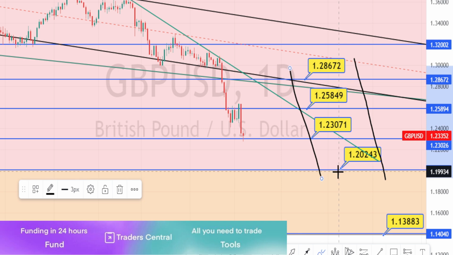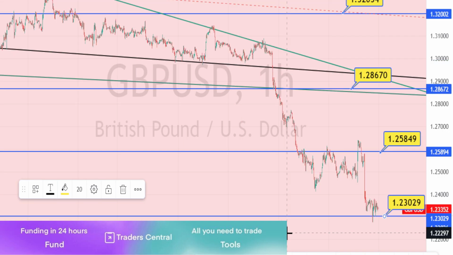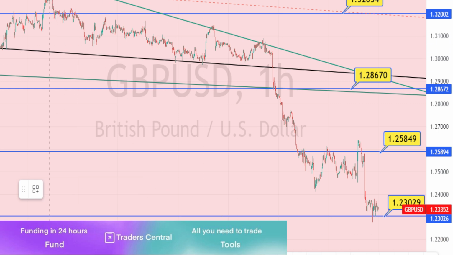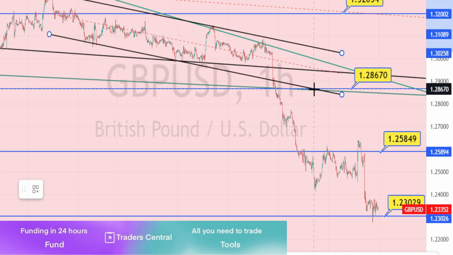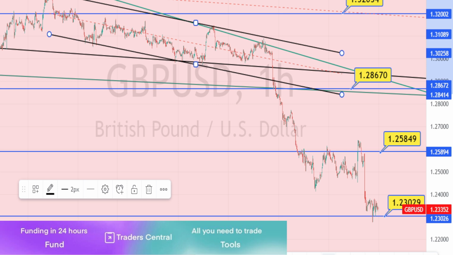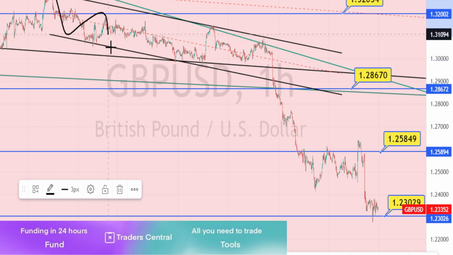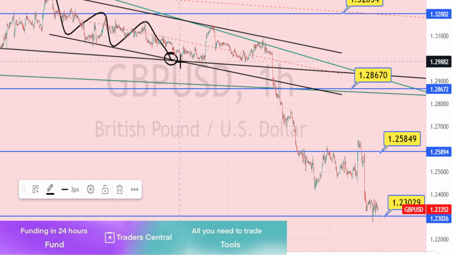Let us do the analysis in the hourly time frame. I am in the hourly time frame now. When we analyze the price action in the hourly time frame, I am again drawing the channel pattern over here. Previously the price action was trading within a channel pattern, taking support on the support line of the channel pattern and bouncing back from the resistance line.